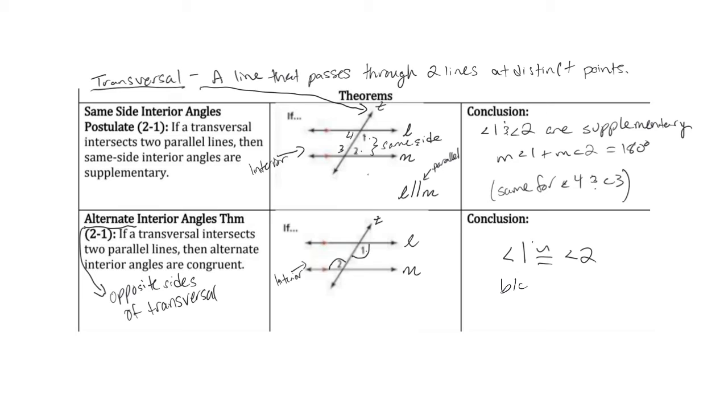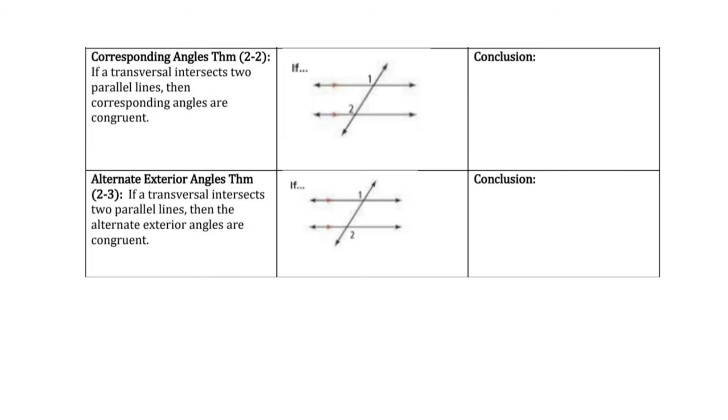And again, this is because they're on opposite sides, meaning alternate. They're on opposite sides of T, and they're interior because they are on the inside of L and M. And that's why we can say they're congruent.